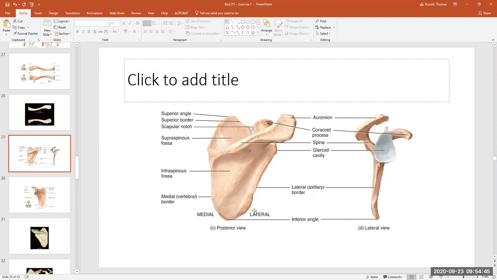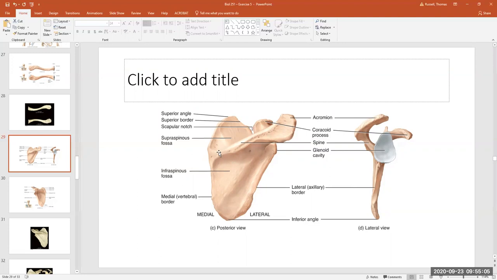This is one of the easier bones to determine right and left on, by the way. So I know this is the posterior part of the bone because of this ridge. This ridge right here is called the spine of the scapula.